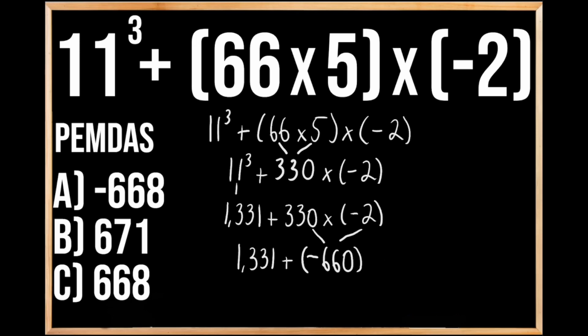Since we're adding a negative value onto our 1,331, that means we're going to be decreasing in value. So when we add negative 660 onto 1,331, we're going to get 671. So our answer is B.